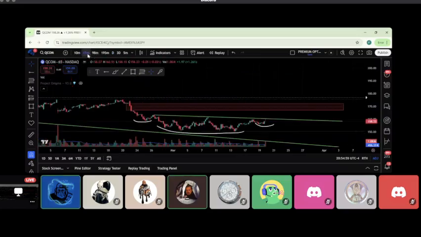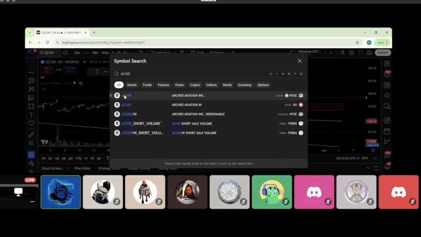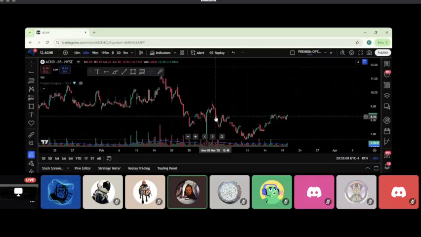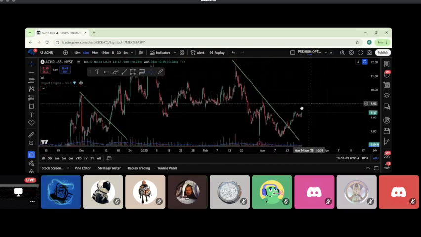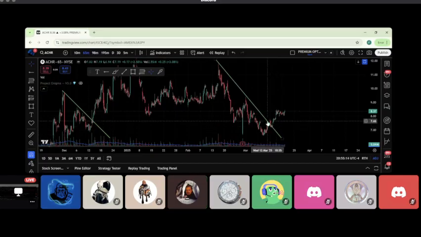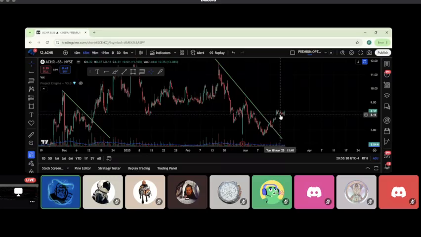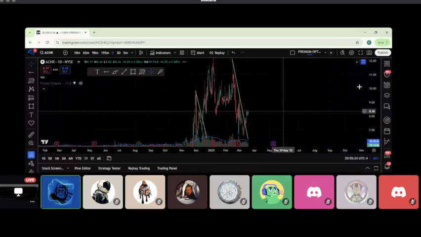All right, what's next on the list? We've got ACHR. They had the recent PLTR news, is that correct? I think so, yeah. I think we talked about this yesterday. It had the wedge breakout. I think this was Thursday, then Monday, Tuesday. Not much going on today. It looks like it just consolidated, which makes sense.